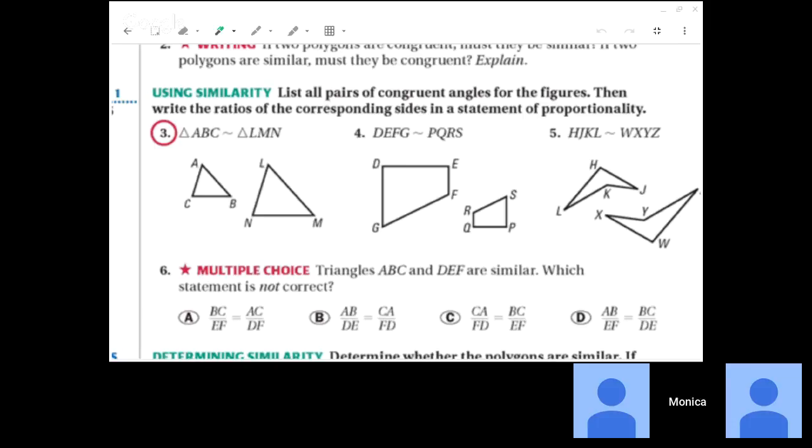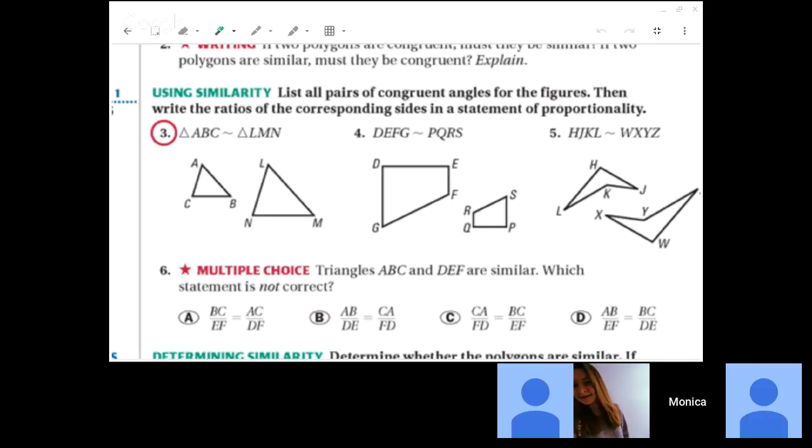Okay, Thatcher. When we're looking at problems 3 through 5, the directions say to list all pairs of congruent angles for the figures. So that's the first thing. Were you good with that part? Yeah, I was pretty good with that part. Okay, so the next part is to write ratios of corresponding sides in the statement of proportionality. That means you have to figure out what sides go together. And remember, that's where your similarity statement comes into play.